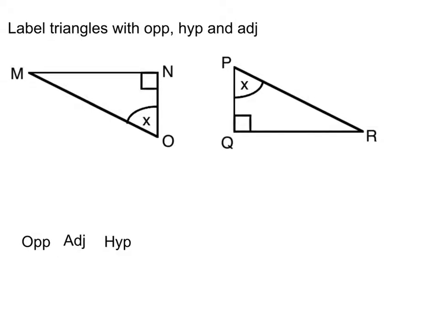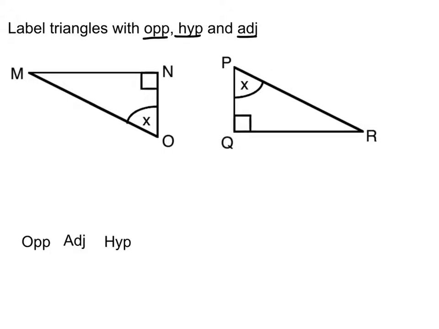The first thing to do in any trigonometry question is label the triangles, and that's what we're going to look at in this video. Now, we label the sides of the triangle with either op for opposite, hype for hypotenuse, and adj for adjacent. And all of these are dependent on where our angle is.